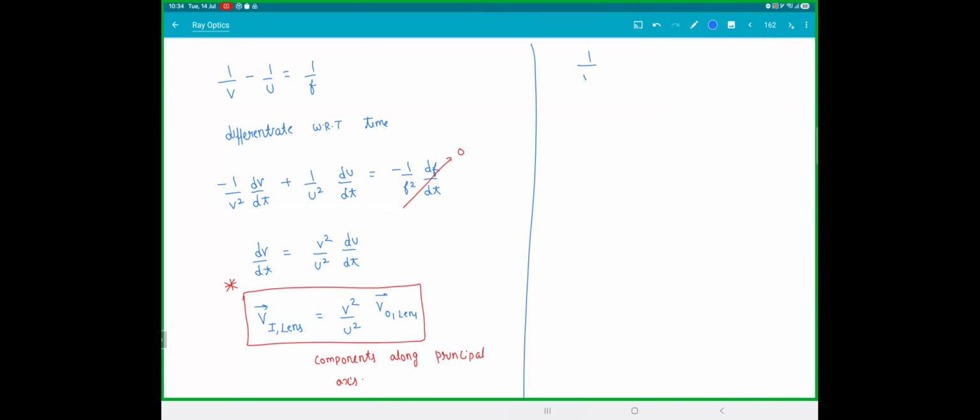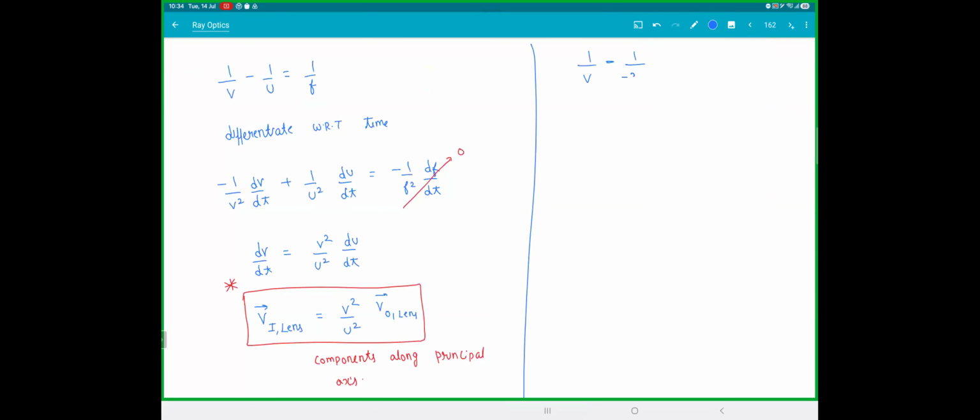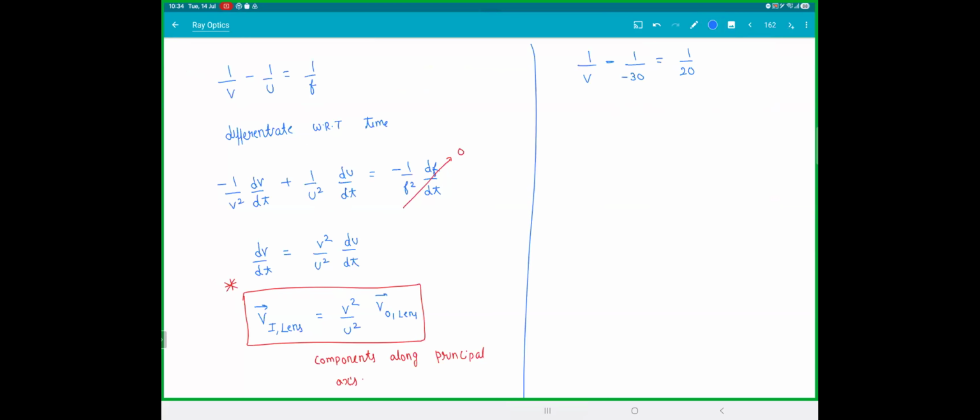Then when you apply the formula 1 by v minus 1 by u equals 1 by f, u was minus 30 and focal length was 20. This would end up with 30 going that side, 20 minus 30, 10 by 600, so v is 60 centimeters.